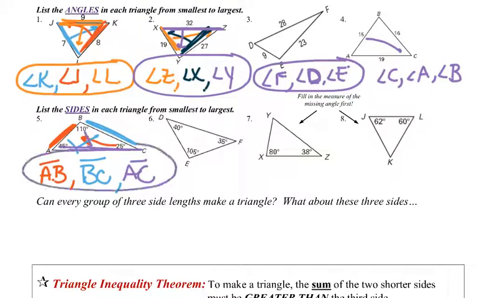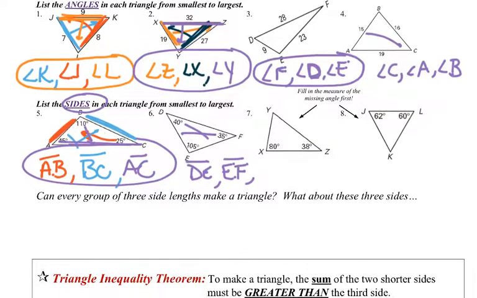So make sure you're naming sides with segments. Here, 35 is across from DE. 40 is across from EF. And then 105 is across from DF.